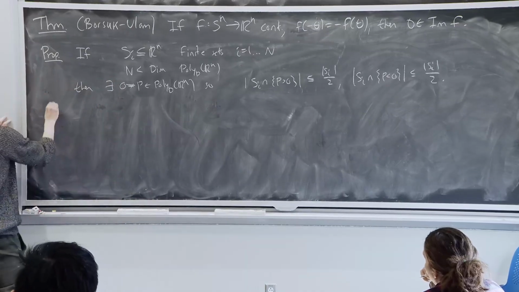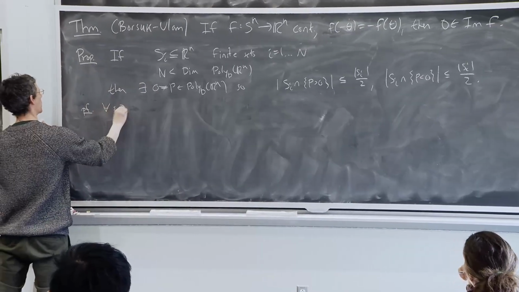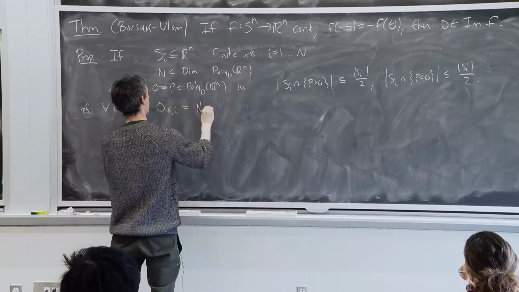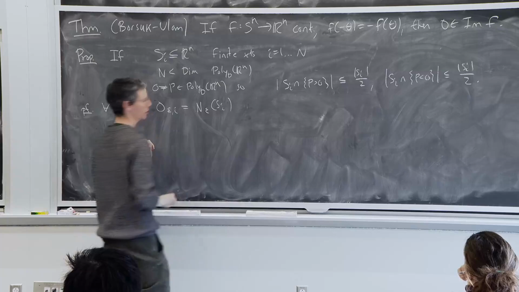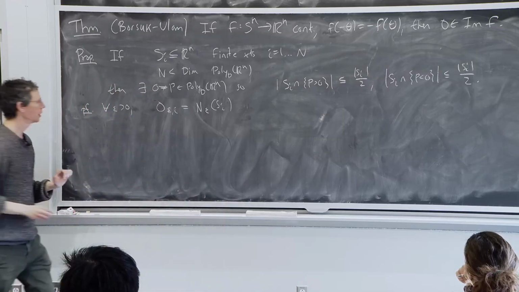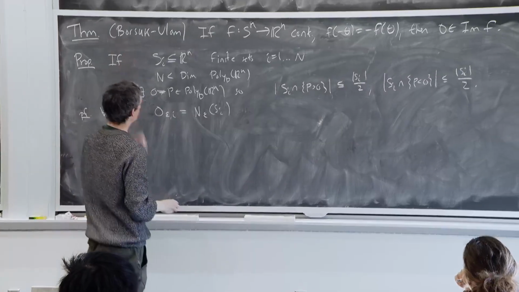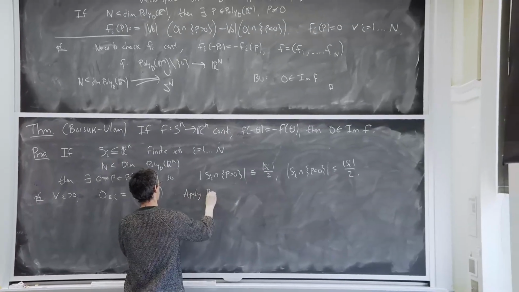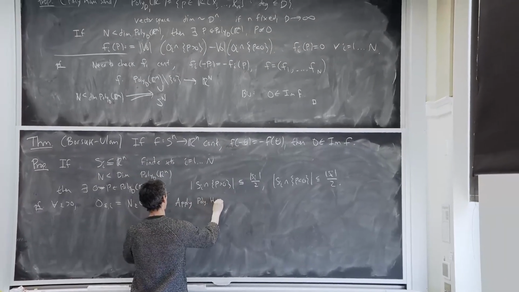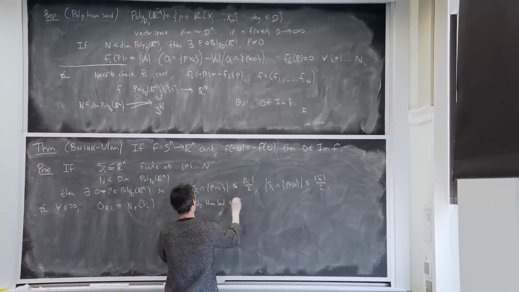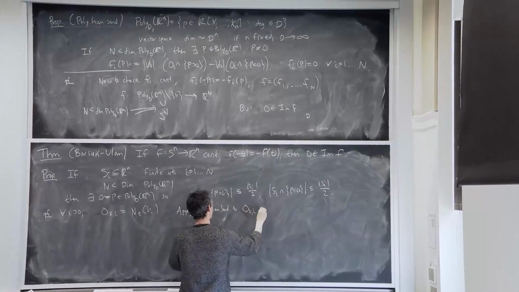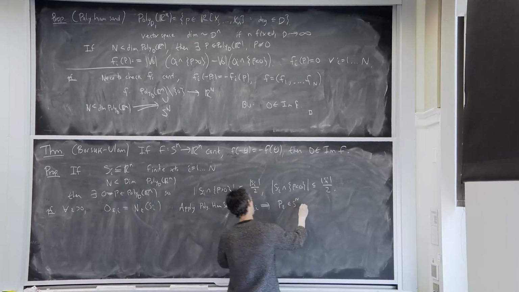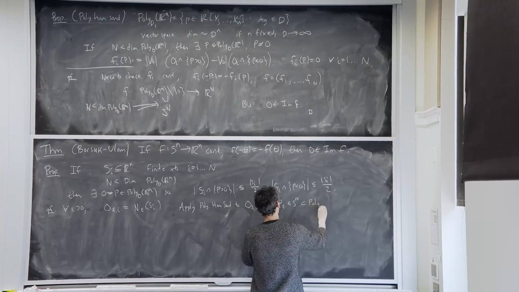OK, so proof. For any epsilon bigger than 0, let O_epsilon,i be the epsilon neighborhood of Si. So that's an open set. And so we can apply our proposition to that set. Apply polynomial ham sandwich to O_epsilon,i, and we output a polynomial P_epsilon, which is in the unit sphere in the space of polynomials.